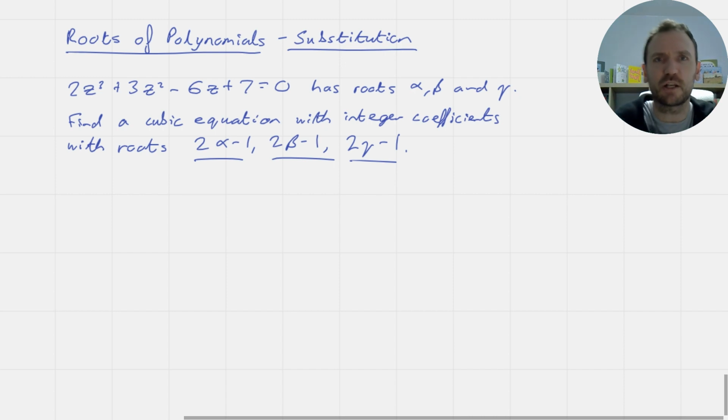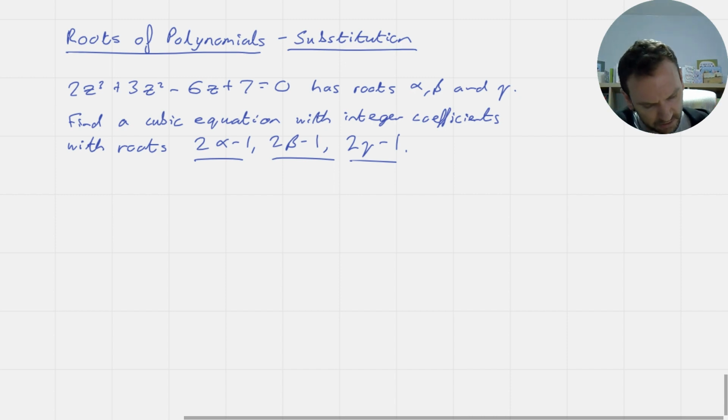So we're given a cubic equation here, we're told it has roots alpha, beta, and gamma, and we're asked to find an equation with roots 2 alpha minus 1, 2 beta minus 1, and 2 gamma minus 1. Note, we want to do this without needing to find alpha, beta, and gamma because those roots aren't going to be nice for us to work with.